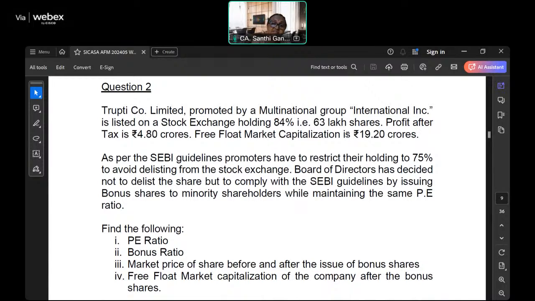As per the SEBI guidelines, promoters have to restrict their holding to 75% to avoid delisting. The board of directors has decided not to delist, in line with SEBI guidelines. So they will issue bonus shares to minority shareholders. The same PE ratio will be maintained. That is what is given. So how do we go about doing this problem? Please try the problem, then we can discuss.